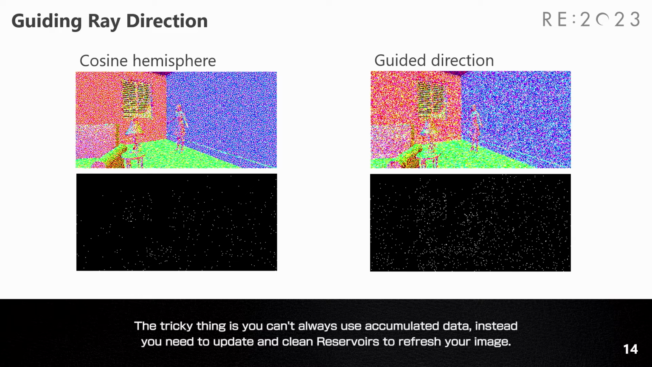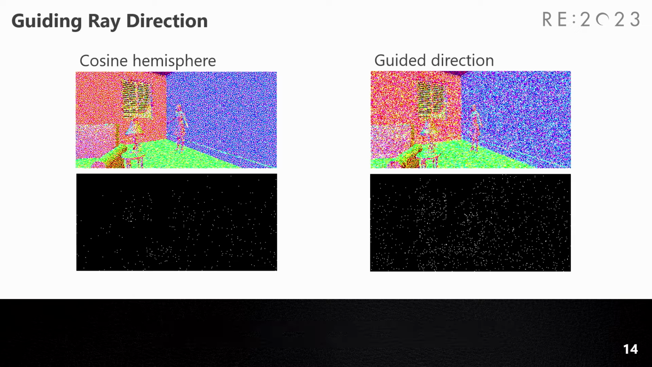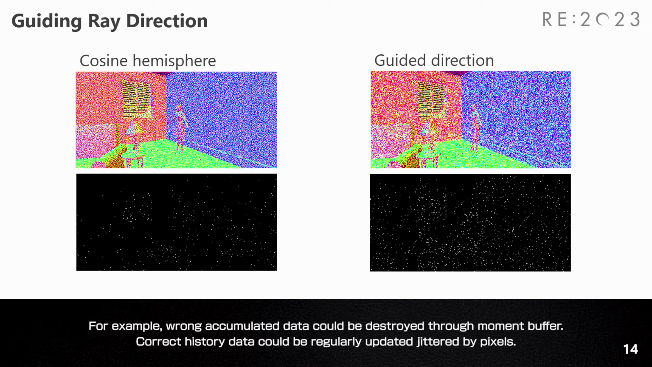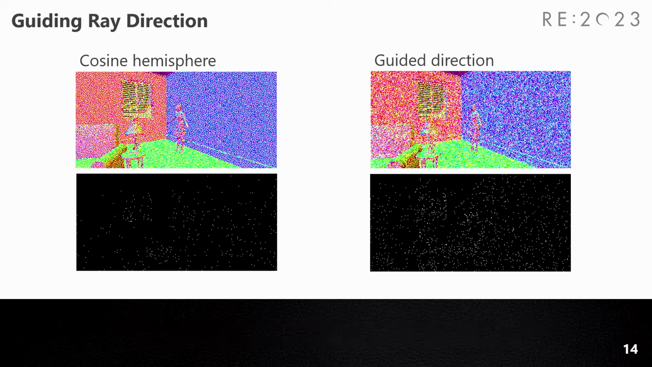The tricky thing is you cannot always use accumulated data. Instead, you need to update and clean reservoirs to refresh your image. The time when you clean is dependent on your implementation. For example, wrong accumulated data could be destroyed through a moment buffer. Correct history data could be regularly updated, jittered by pixels.